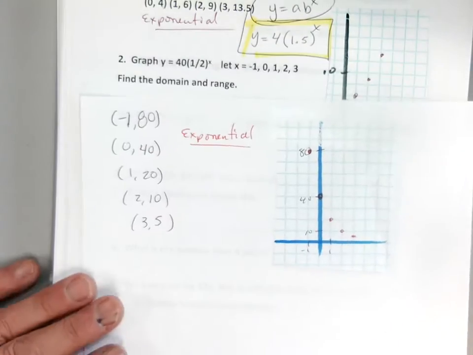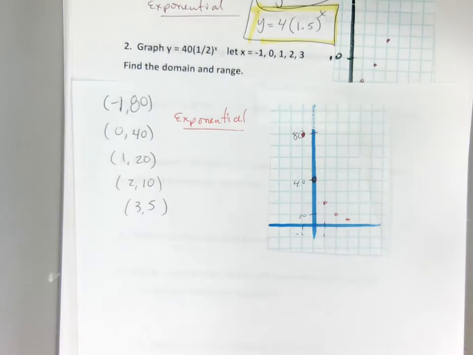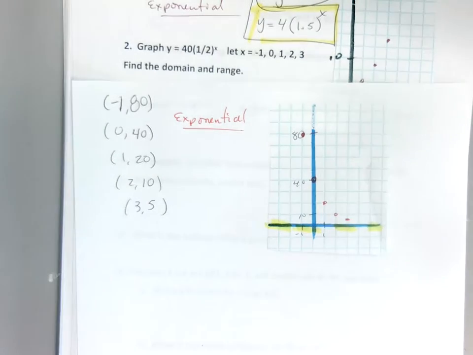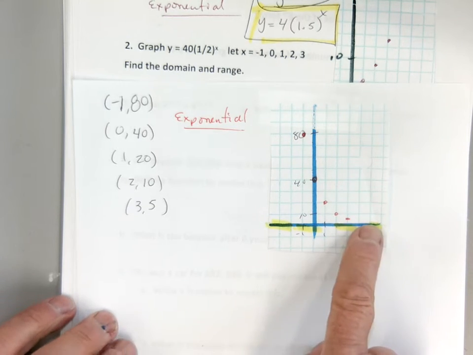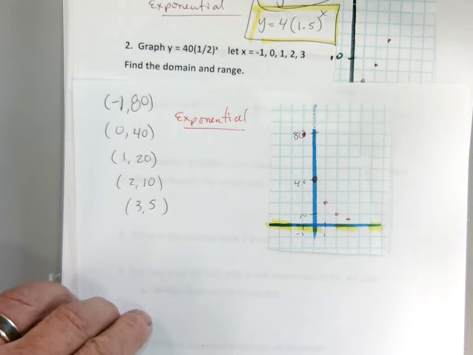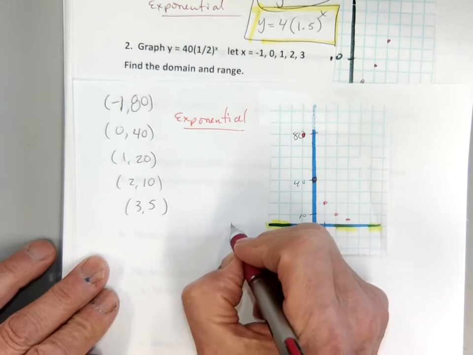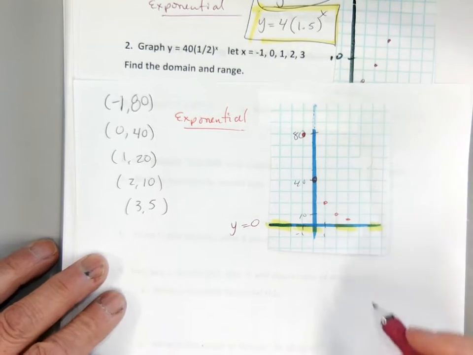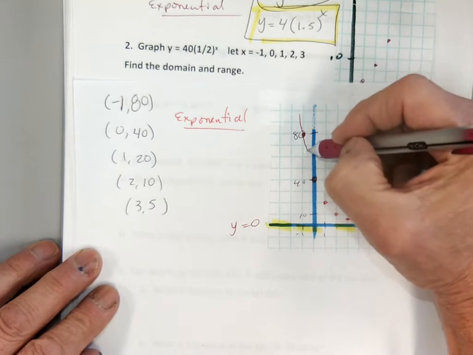Right? Now the domain. I would like you to put in the asymptote, okay? I really would. The asymptote is right there. It's an imaginary line that is a boundary that keeps it from touching the x-axis, right? My asymptote has an equation of y equals 0. That's my asymptote. Now the domain. Let's take a look at what's going on.